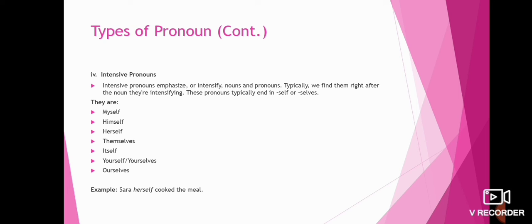Okay, and for example another we can use it in a sentence like this, Sarah herself cooked the meal. Sarah is the noun, okay, and after it we just put this intensive pronoun herself. Okay, so we actually emphasize the noun Sarah के action इसी ने ही लिया है.